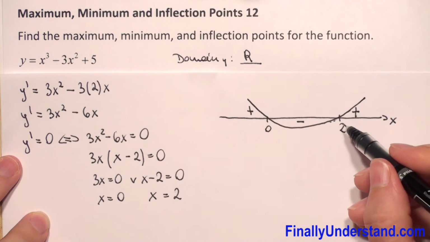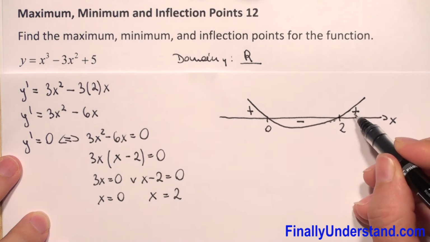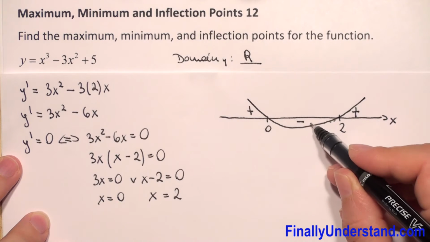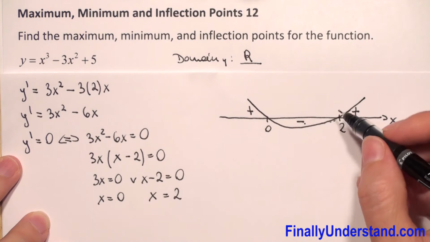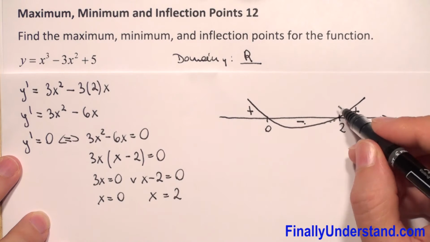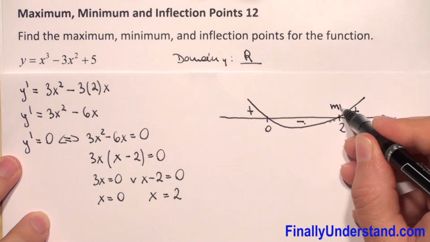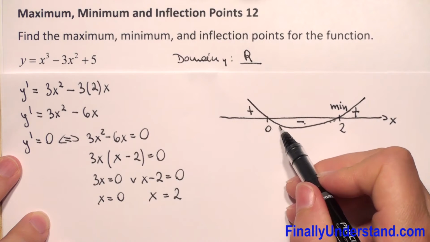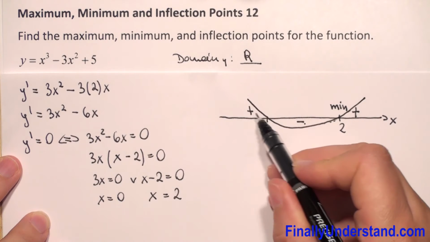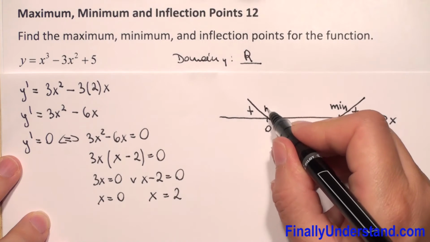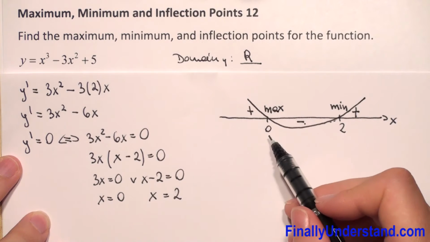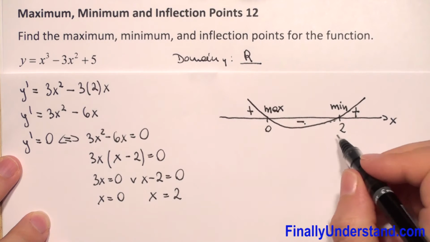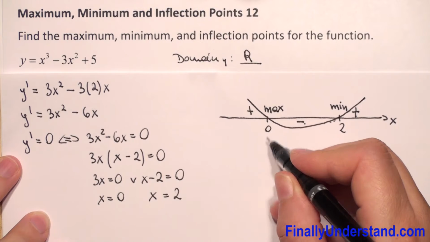So now we see that at 2, the derivative changes sign from positive to negative. When the sign changes from positive to negative, it means at this point we will have a minimum. And when the derivative changes sign from negative to positive, we have a maximum. Now we have to find these points. We have the first coordinate x. So let's start from 0.